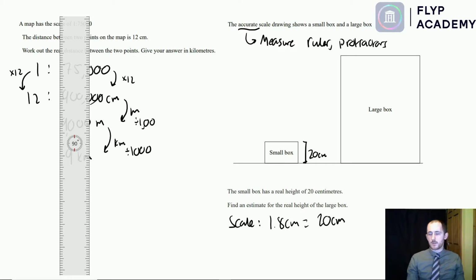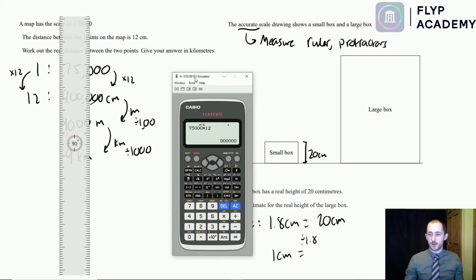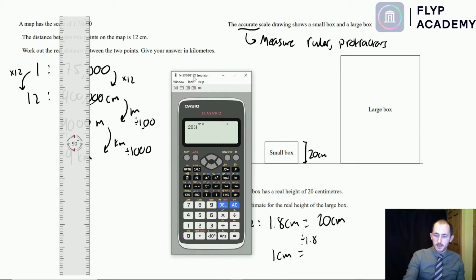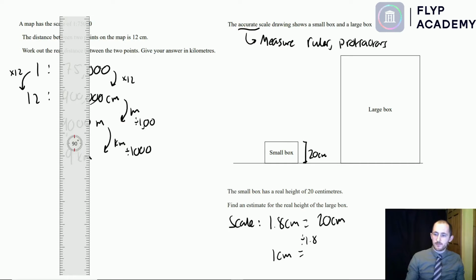Okay, so 1.8 centimetres on my diagram is 20 centimetres in real life. So if we divide both sides by 1.8, that will give us what 1 centimetre equals. So 20 divided by 1.8, again these are all calculator questions, and we get 100 over 9, so 11.1 recurring. And again, this is an estimate, so it's okay if you get a slightly different answer.